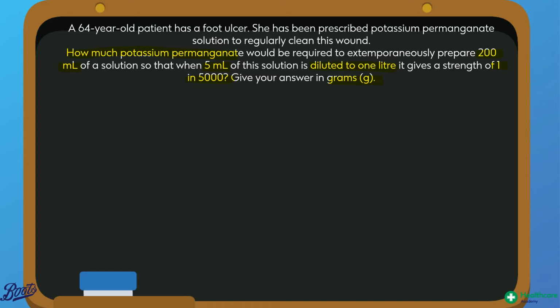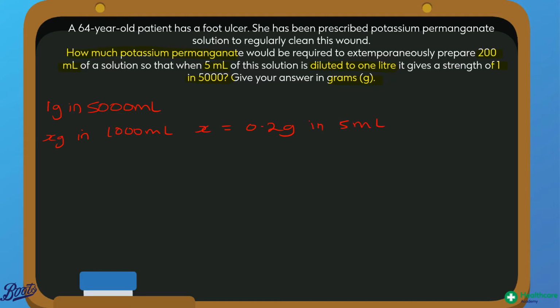So because we're making 1 litre of a 1 in 5,000 solution, what does this exactly mean? Well, a 1 in 5,000 solution is essentially the same as 1 gram in 5,000 milliliters, and we are preparing 1 litre of this, which is the same as 1,000 milliliters. So how many grams are present in 1,000 milliliters? A simple calculation will tell you that that is 0.2 grams in 1000 millilitres. You therefore have 0.2 grams of potassium permanganate in 5 millilitres of the solution.